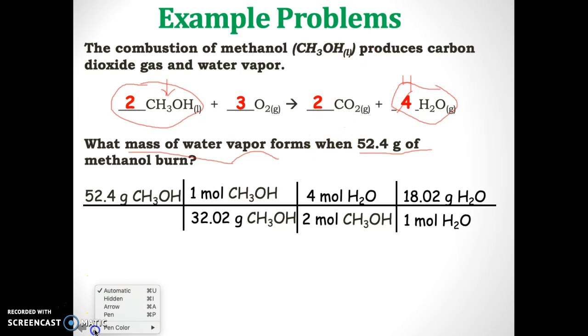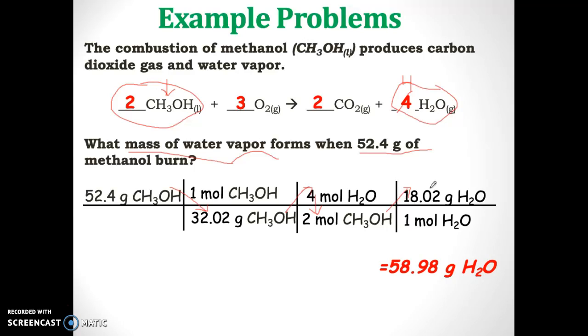So in this case, I'm working my way across. Remember, if a number is on bottom, you divide. So I'm going to take 52.4 and divide by 32.02. If a number is on top, I'm going to multiply. So then I'm going to multiply that number by 4. But I also have a number other than 1 on bottom here, so then I'm going to divide by 2 and then multiply by 18.02. So I take 52.4 divided by 32.02 times 4 divided by 2 times 18.02. And what I get is 58.98 grams of H2O.